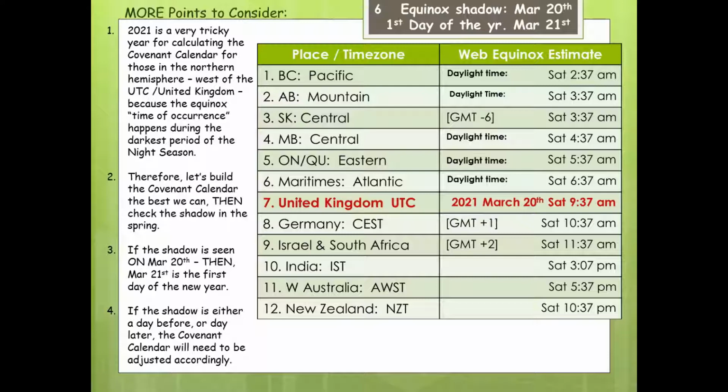So we're going to build the covenant calendar the very best way that we can. And then what we have to do is check the shadow in the spring. It could be that we need to adjust the calendar one day. I don't think it would be more than one day. So point number 3, if the shadow is seen on March the 20th, then indeed March the 21st is the first day of the new year. That's what we've been saying. But point number 4, if the shadow is either a day before or a day later, then we're going to have to adjust the covenant calendar accordingly.